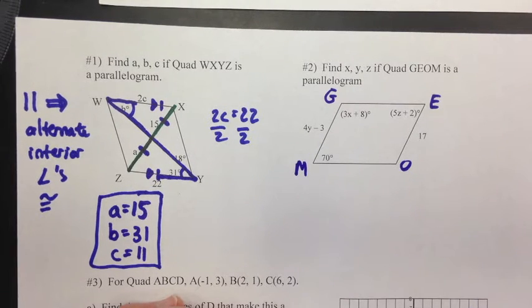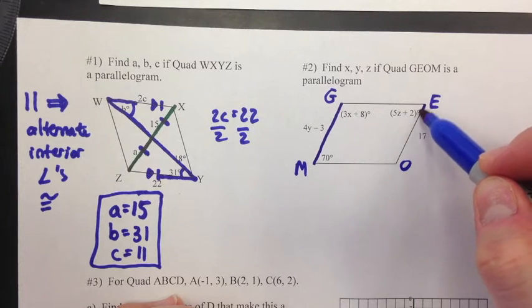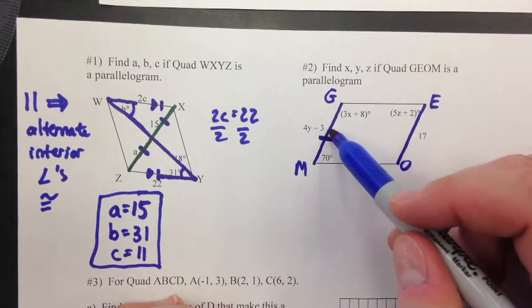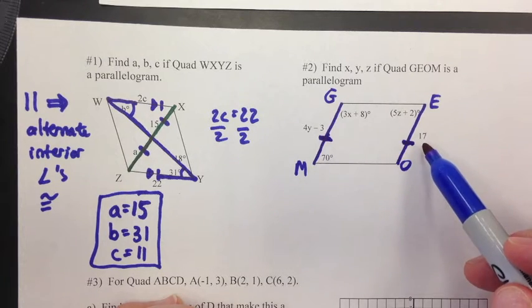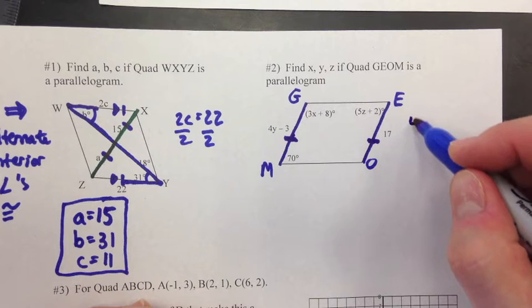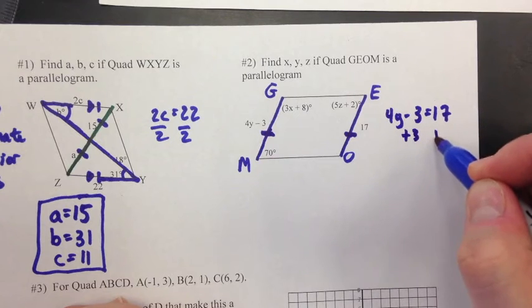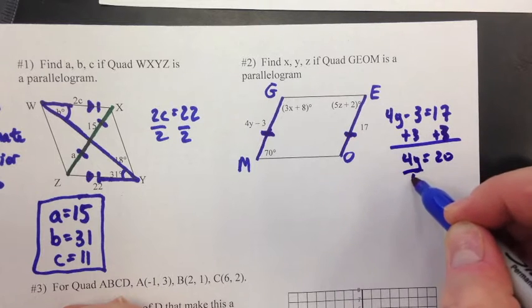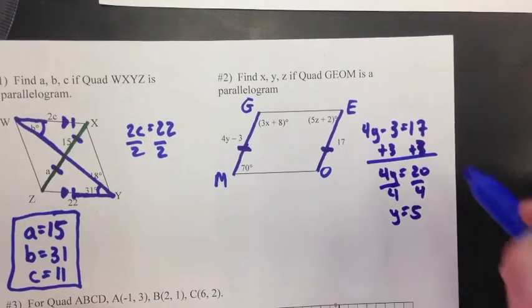Well, let's see, we need X, we need Y, we need Z. You don't have to go in order. I usually look at the sides first. That's the first thing that jumps out at me. And here's 4y minus 3. That's segment GM. We know in a parallelogram the opposite sides are congruent. So 4y minus 3 equals 17. So I'm going to set up the equation. 4y minus 3 equals 17. Now we solve it. We'll go plus 3. So we get 4y equals 20. Divide by 4. y is equal to 5. Okay, so right away we get y is equal to 5.